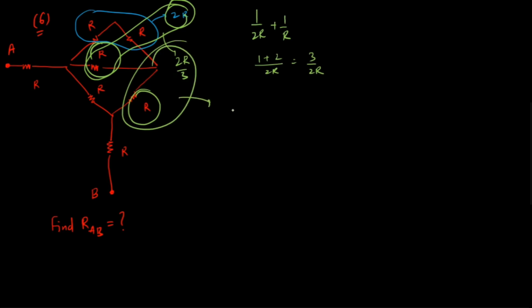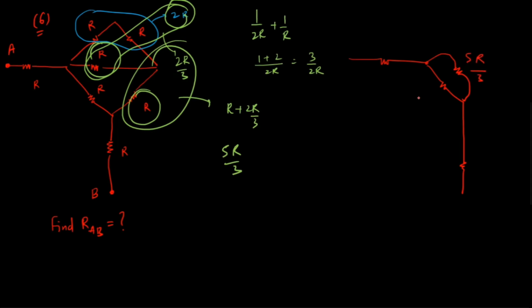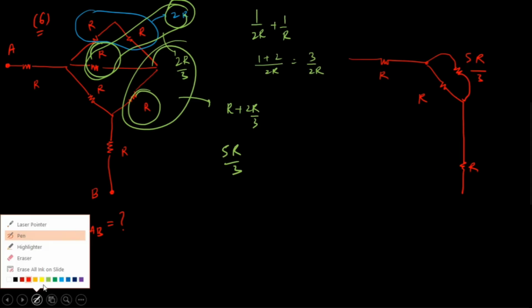Now this 2R by 3 is in series with this R. So these two will be in series. So we'll get R plus 2R by 3. That is going to be 5R by 3. Now, I guess you must have understood what exactly we have done. So here, now what we got is that there is only one resistor which is of 5R by 3 resistance. Apart from this, everything remains the same.